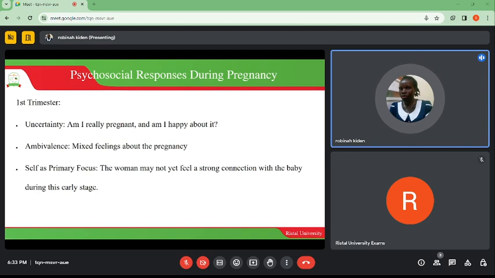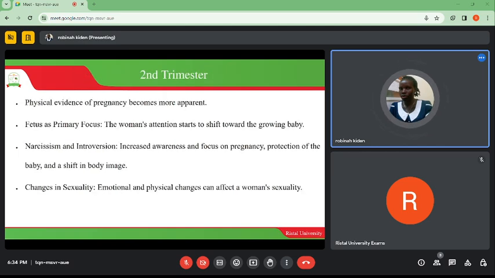So she serves as the primary focus. The mother may not yet feel a strong connection with the baby during this early stage of pregnancy. So she may instead focus so much on her life, how she's going to be affected by the pregnancy and many other things, that she may not focus so much on how the baby will be.